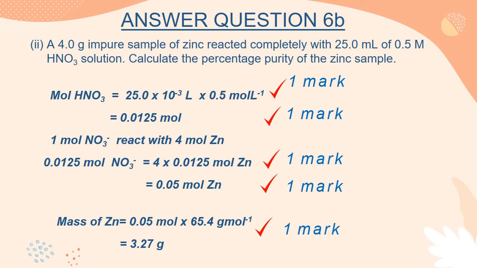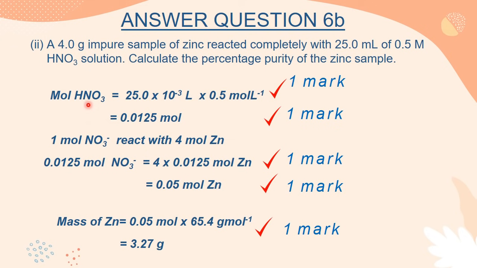6b2, a 4 grams impure sample of zinc reacted completely with 25 ml of 0.5 molar nitric acid solution. Calculate the percentage purity of the zinc sample. Okay, so for this question, it's when you calculate the percentage purity of the zinc sample. First step, we calculate number of mole of nitric acid, using volume and concentration given.